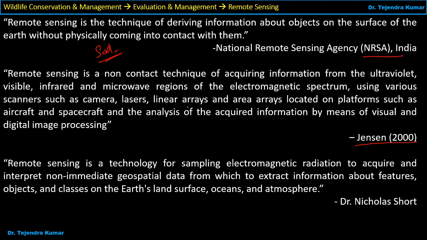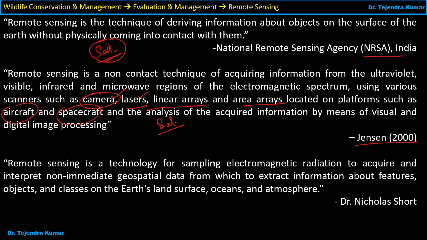So we can understand that there are many things involved in remote sensing. One thing which we have seen is the satellite. Not only satellites but also some aircrafts or spacecrafts are used. Sometimes balloons are also used. And in those, some scanners are fitted, like the camera, laser, linear array, area array. So these are working as sensors.